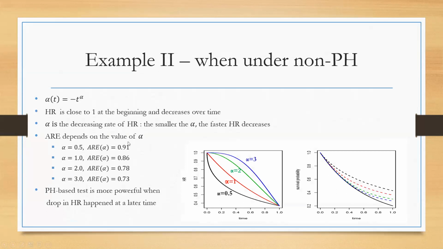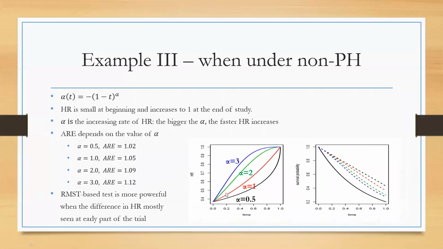In this case, you can see the ARE is also less than one. That means if the hazard ratio decreases over time, then the RMST-based test is less powerful. And sometimes the ARE can be as low as 0.7. That means you need 30% or 40% more patients to match the power of the log-rank test. Right?